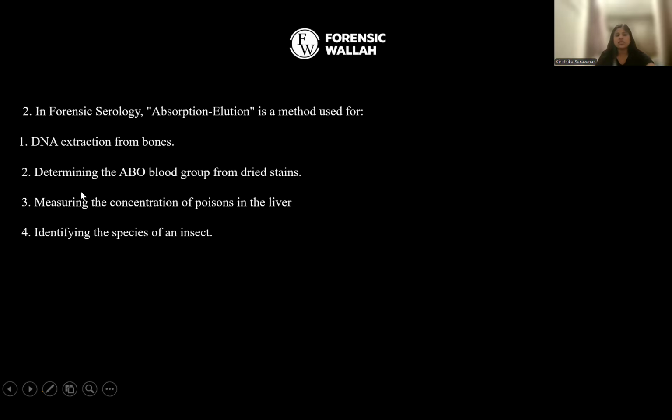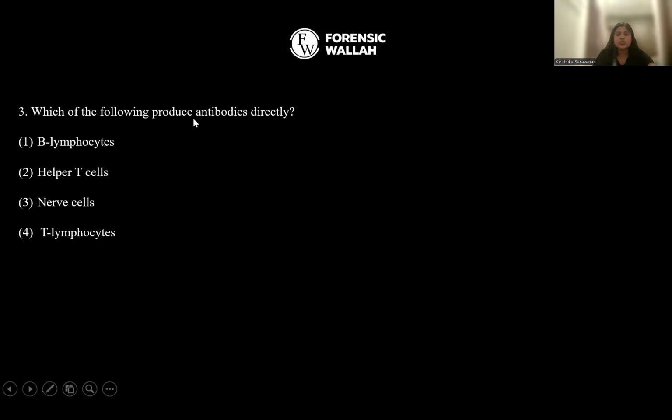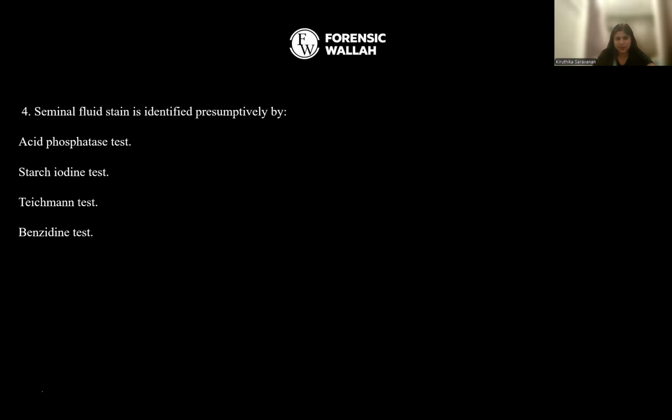And next, in forensic serology, absorption elution is a method. This is a particular method to determine ABO blood grouping. ABO blood grouping was introduced by Karl Landsteiner. From a dried blood stain also, the blood grouping of the particular individual can be determined with the help of a technique called the absorption elution assay. Okay, so option 2 is the right answer. And the next is: which of the following produces antibodies directly? B lymphocytes are mainly helpful in producing antibodies directly.